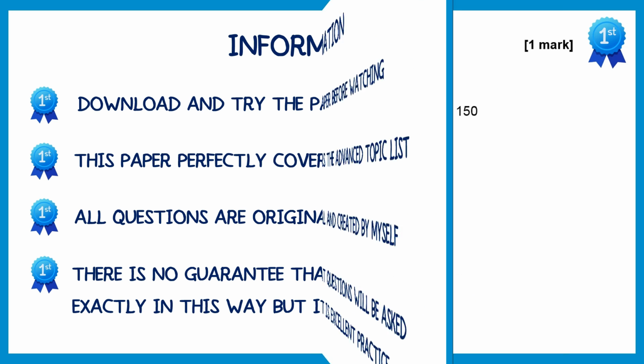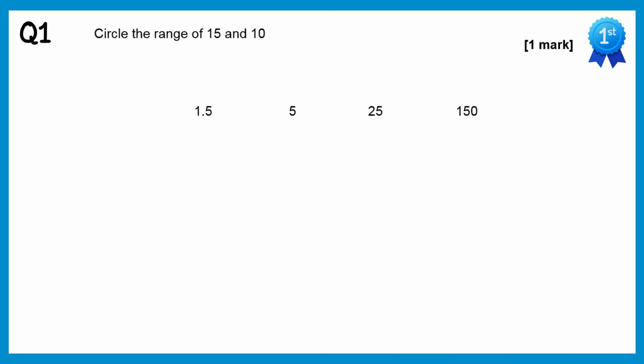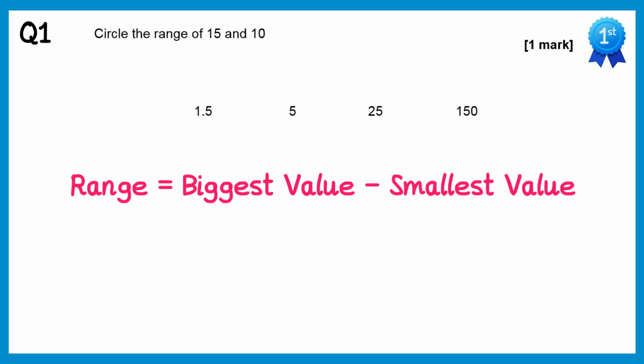For this first question, we need to work out the range of 15 and 10. The range is just the biggest number take away the smallest number. So the biggest number is 15 and the smaller number 10, so we'll just do 15 take away 10, which gives you 5, so that's the answer.